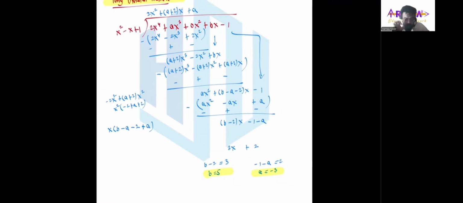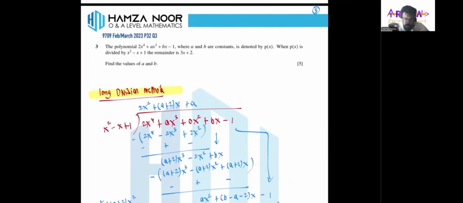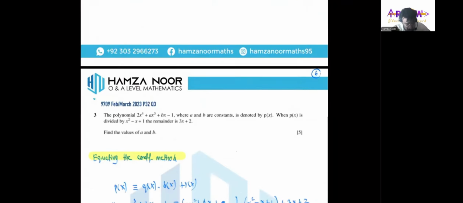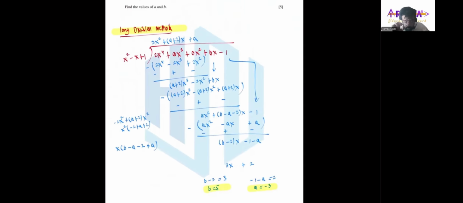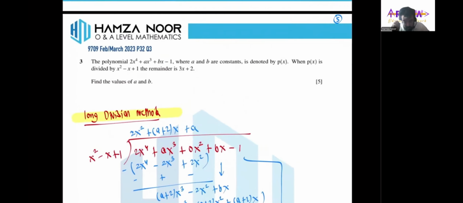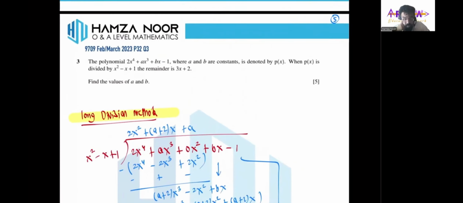All right, so in this video, I've discussed the long division method approach to solve this particular question. In my very next video, after this one, I'll be uploading the equating the coefficients method, which I've already solved over here. I'll make a video on this, and I'll upload a separate video on that. So in this way, we have attempted this particular question by long division method. So this was February, March 2023, paper 32, question number 3.